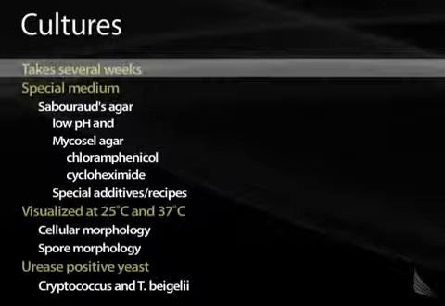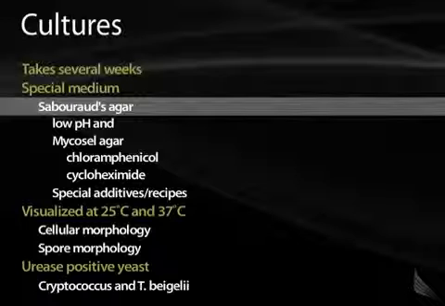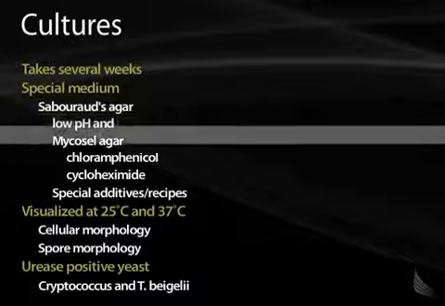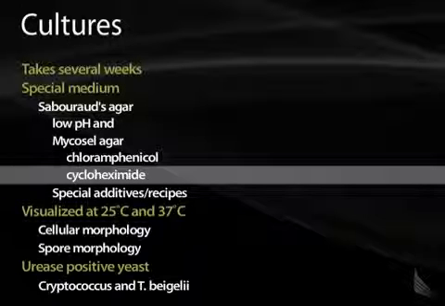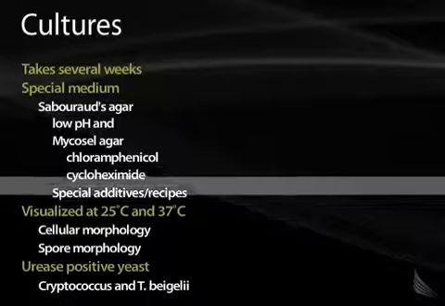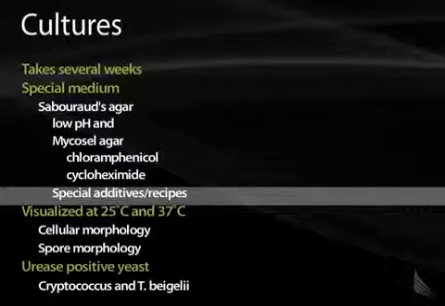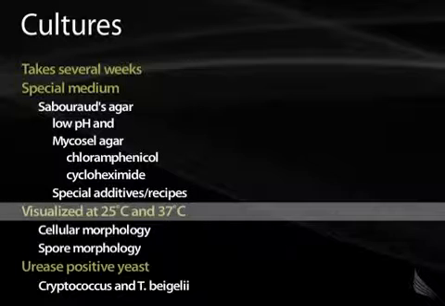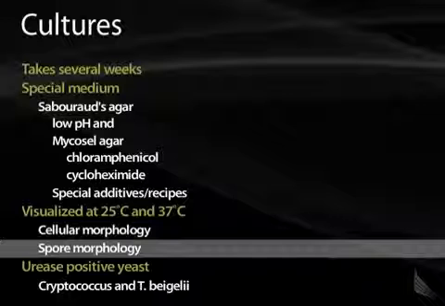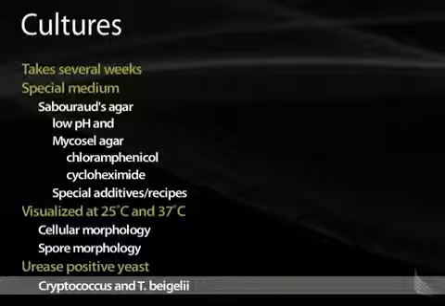Culturing fungi takes several weeks, and you often have to have special medium, such as Sabouraud's agar. It requires a low pH and a mycosel agar with chloramphenicol and cycloheximide to inhibit bacterial growth. You also have special additives and recipes depending on the fungal species involved. You can often visualize them at 25 degrees and at 37 degrees, where you can find out their cellular morphology and their spore morphology. You will have urease-positive yeast like Cryptococcus and T. beigelii.